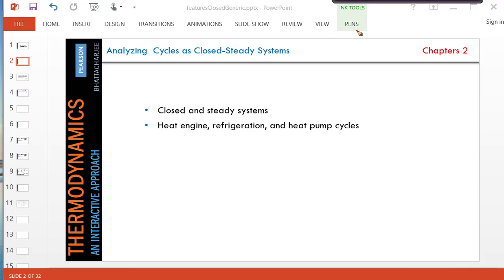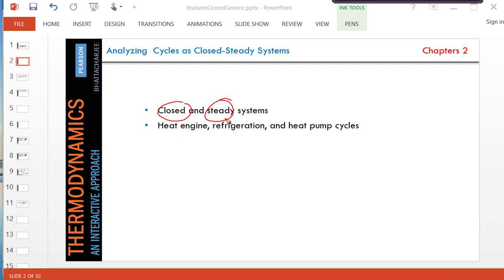Hello and welcome. We begin our system analysis with the simplest type of systems, which are closed and at steady state. As a result, the governing equations simplify considerably. Cycles, which are complicated entities, can be analyzed as closed and steady systems if we are not interested in the details and only interested in overall quantities such as thermal efficiency, Carnot efficiency, etc.